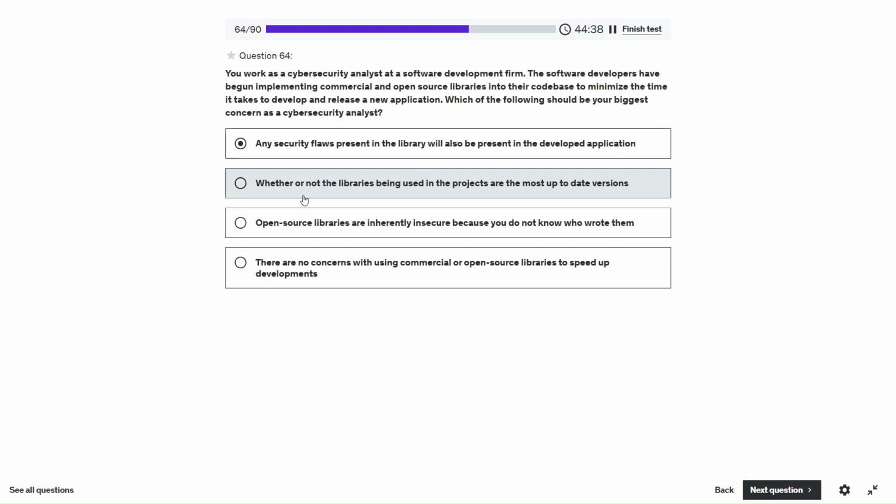Perfect, yes. Whether or not libraries being used in the project are most, no. Open source libraries are inherently insecure because they don't know who wrote them. Could be there are no concerns using commercial open, no. So most probably the correct answer would be this one.